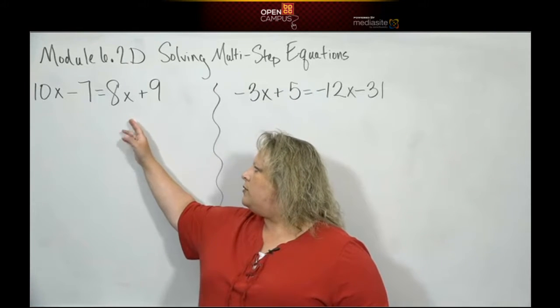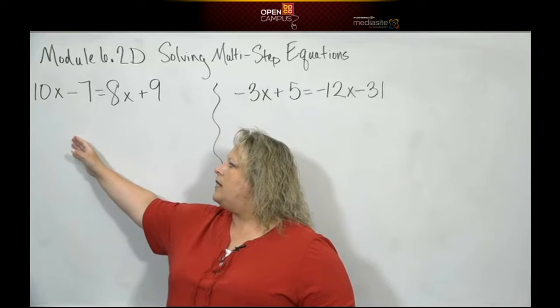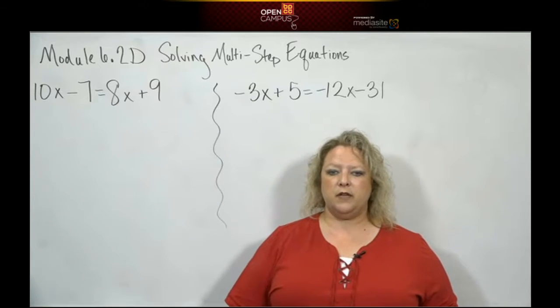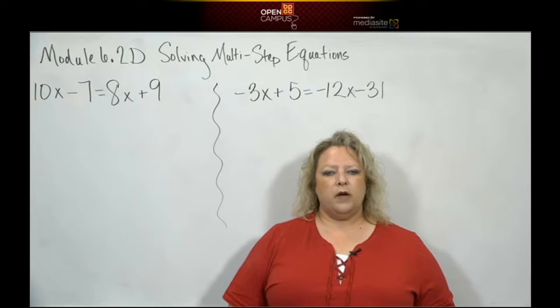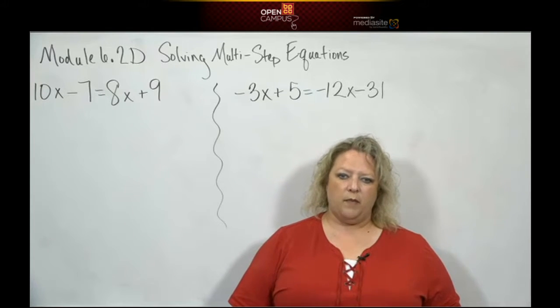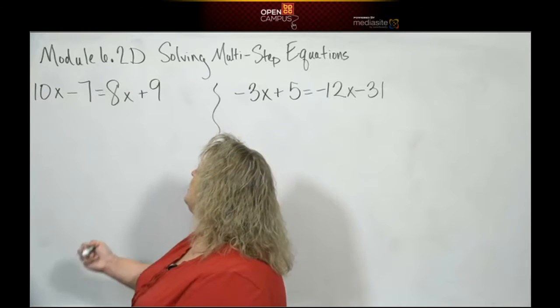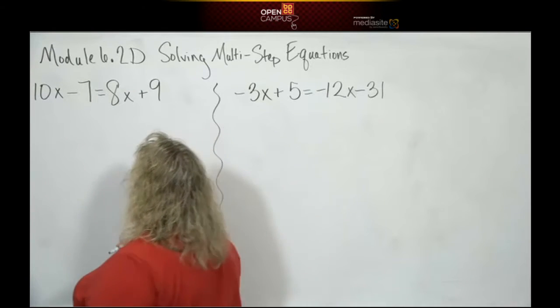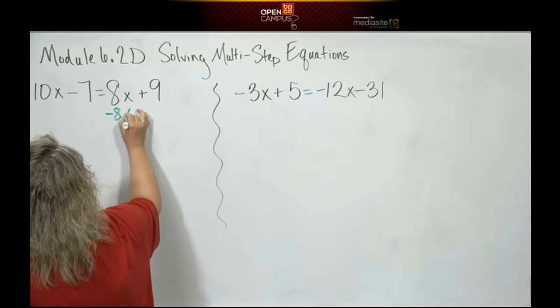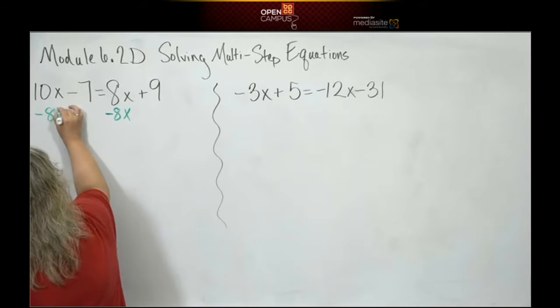Sometimes when you do your variables to the left, the answer that you get that's left over is a 1. So if it's a 1x, obviously you don't have to divide by 1 because you'll just get that same number. So let's go ahead and do this. Let's move our 8x to the left by doing the opposite, which is subtract 8x.